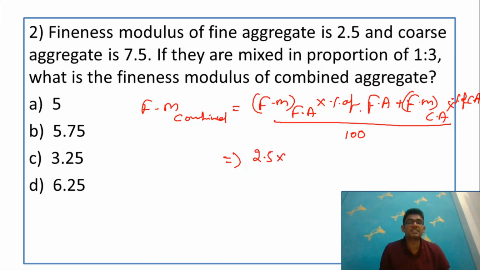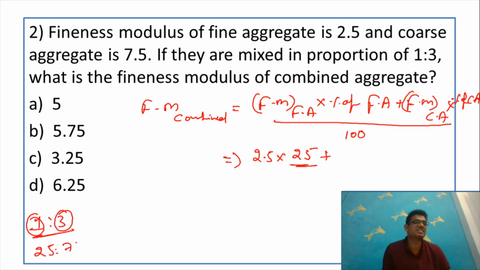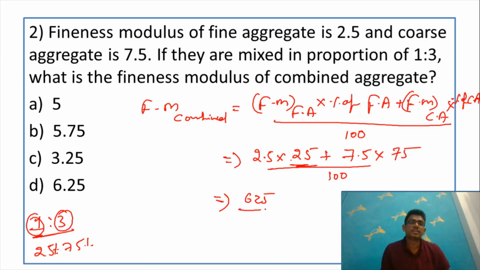So fineness modulus of fine aggregate, how much is that? 2.5 into percentage of fine aggregate, that is 25 here. So why I am taking 25 is fine aggregate and coarse aggregate are in the ratio of 1:3. That means 25% of fine aggregate is there and 75% of coarse aggregate is there. So 2.5 into 25, plus fineness modulus of coarse aggregate is 7.5 into percentage of coarse aggregate, which is 75. So that divided by 100. This total sum will be 625 divided by 100, that is equal to 6.25. So 6.25 is the answer. So remember this formula, fineness modulus of combined aggregate. Very important this is.